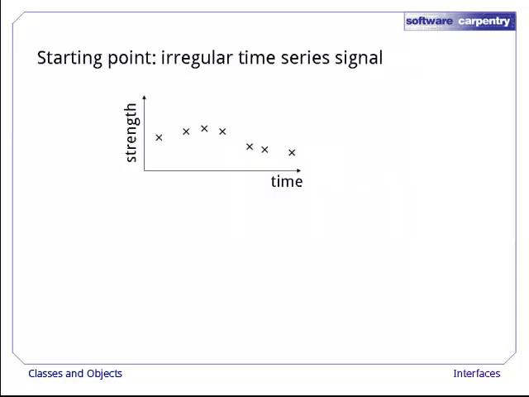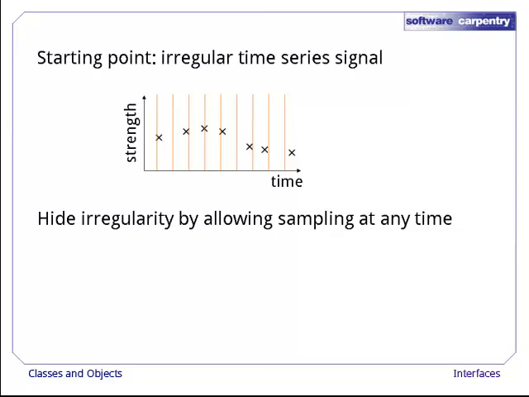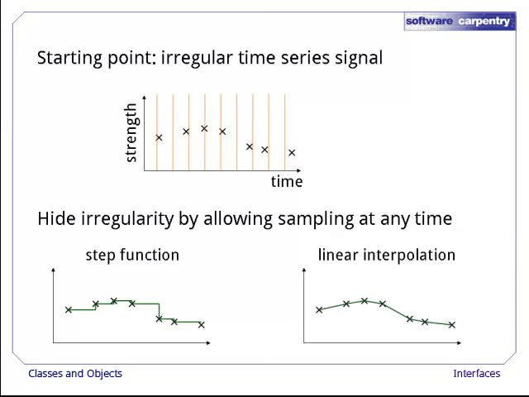Our starting point is a common problem in all of science and engineering. We have a signal that has been sampled at irregular intervals. We'd like to hide the irregular sampling by allowing people to sample the signal at arbitrary times. One way is to use a step function. The value at time t is just the most recently seen value. Another is linear interpolation, and there are many others.